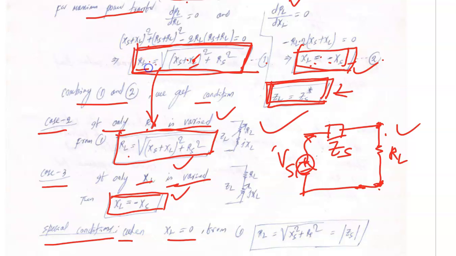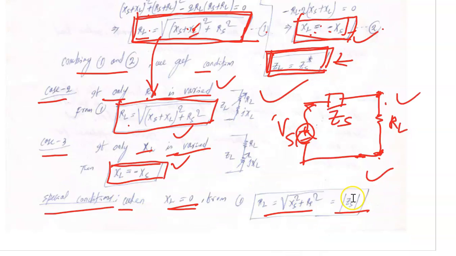That is, RL is equal to the square root of XS square plus RS square. What does it mean? Your load must be equal to the magnitude of the source impedance for maximum power transfer. Hope it is clear.